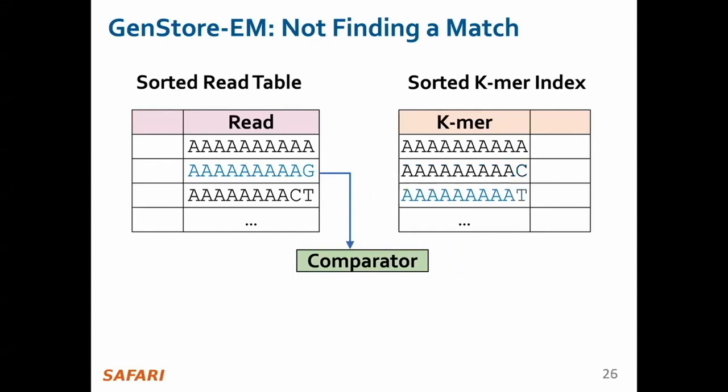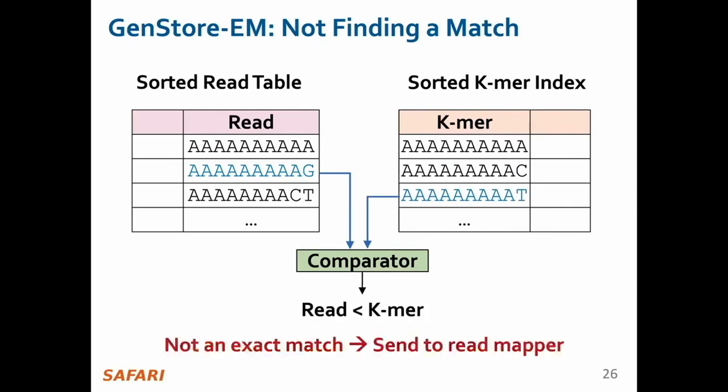And finally, if the k-mer is alphabetically larger than the read, we conclude that the read does not match any k-mer in the index, meaning it does not match any place in the reference genome. Therefore, it's a non-matching read and needs to be sent to the full read mapping process, whatever that system is, a software read mapper or hardware read mapper. So that will go outside the storage to that system. Then we go to the next element in the sorted read table so that we can examine the next read.